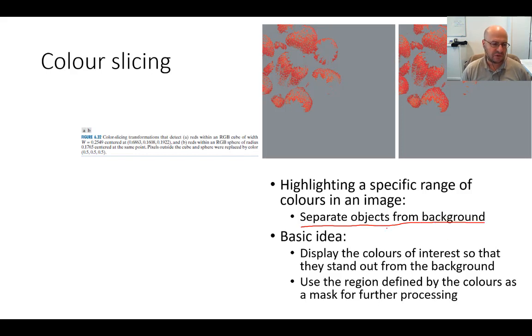We're going to have a lecture on segmentation in a few weeks. The basic idea is to display colors of interest so that they stand out from the background. And we can use these regions that are defined by the red colors to do further processing. They can be used as masks to do further processing only on the strawberries. One thing that can be easily done is to cut this piece of image and superimpose it on some other image, creating a composition.